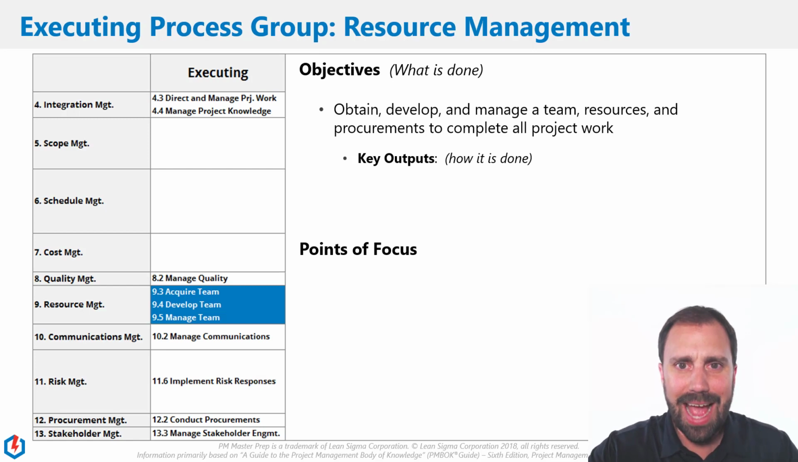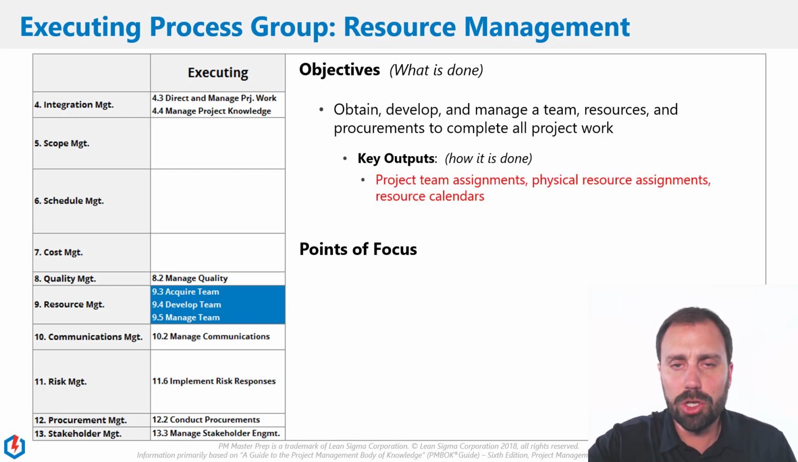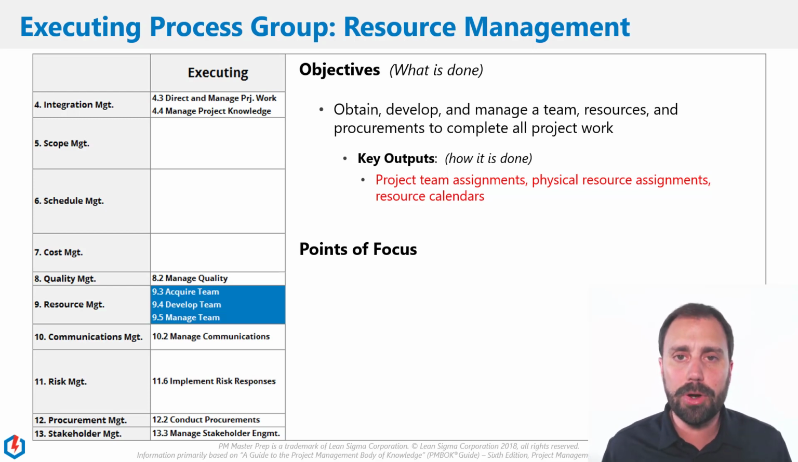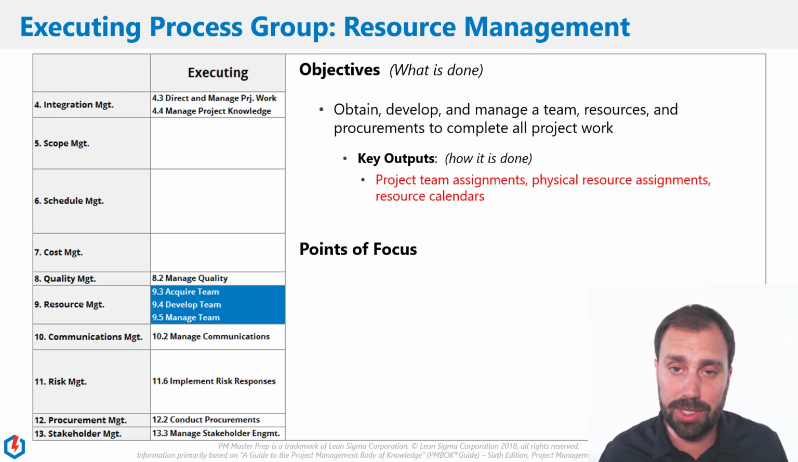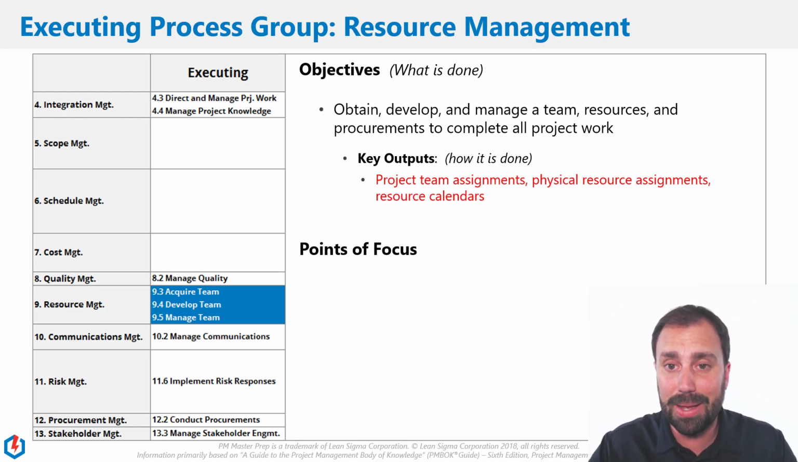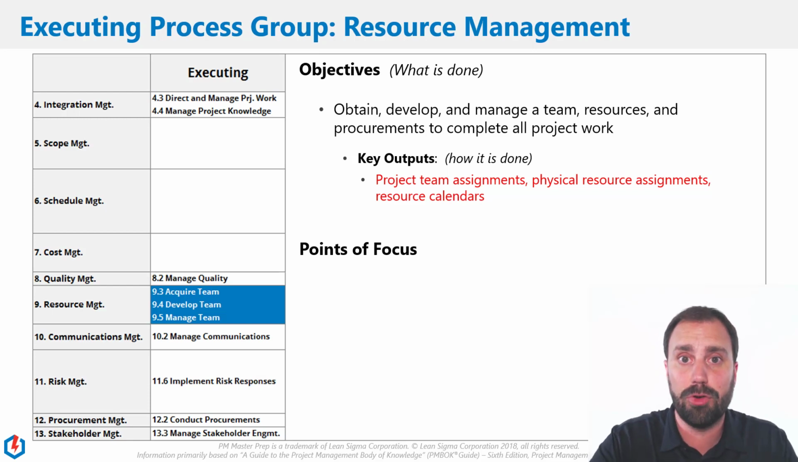All right, so let's talk about the outputs that are going to be produced. In acquiring, developing, and managing our team, we're going to produce project team assignments, and we're going to also have the assignments for the physical resources. That makes total sense, right? We're pulling in all these resources, both the team members and the actual physical resources. We've got to have the assignments of them and the resource calendar. The resource calendar is saying specifically the availability of our resources by shift or by day, okay? So those are the things that we're going to produce in going through these things.